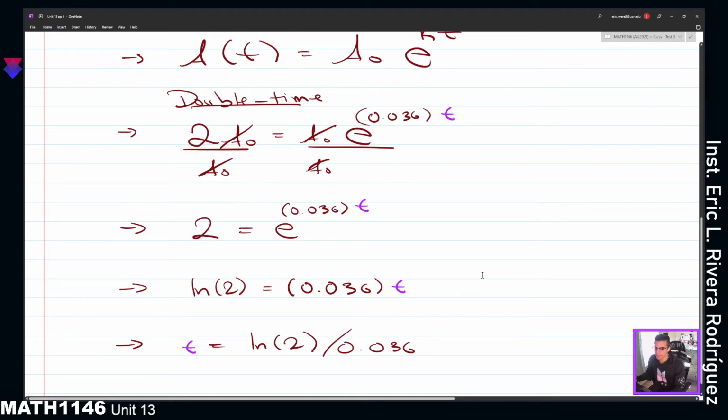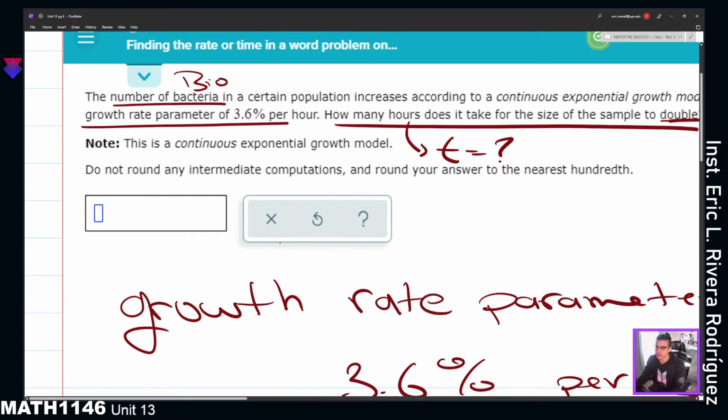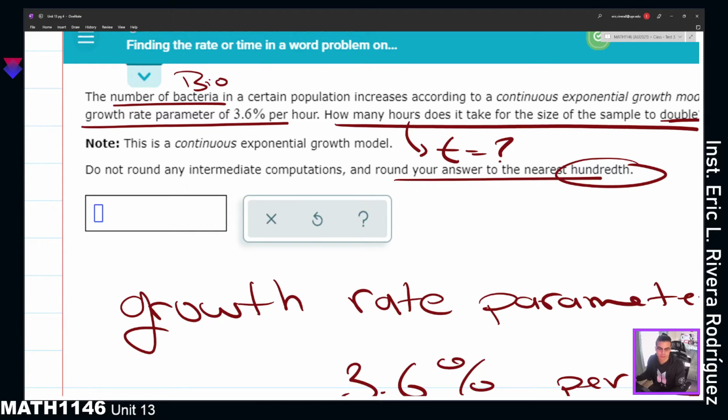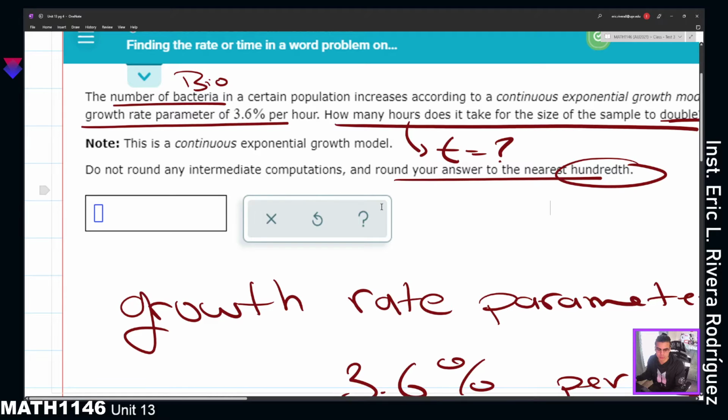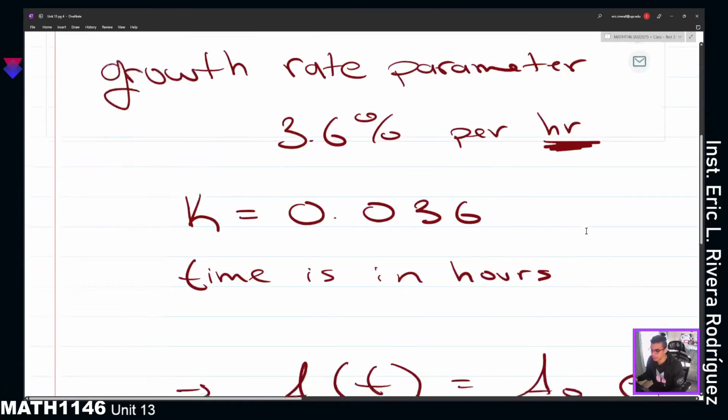The exercise has a specification that we do not round intermediate computation, but we do round the final answer to the nearest hundredth, 3 decimal places. Sorry, 3 or 2? Hundredths. Hundredths are 2 decimal places. Tenths are 1 decimal place. Sorry, I was confused about that.